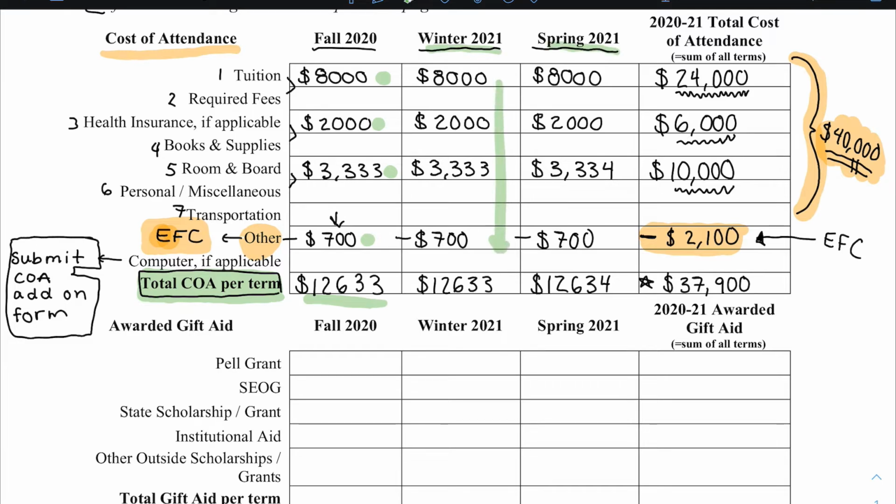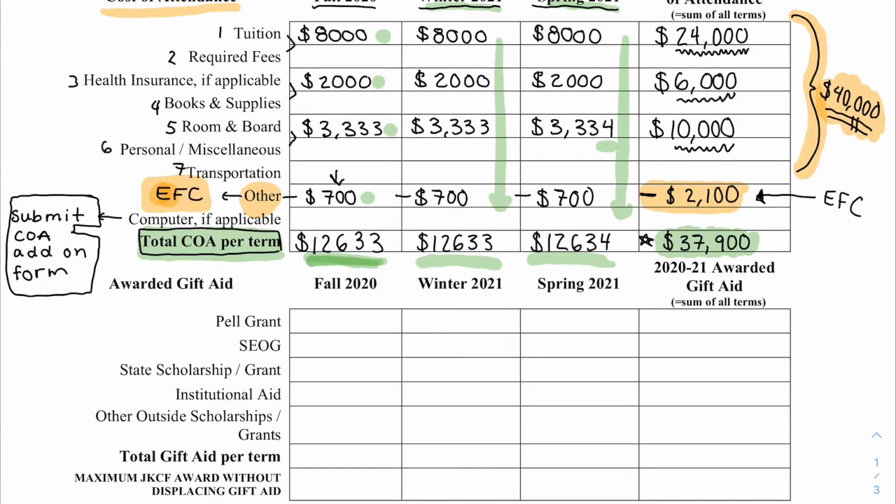If we do that for winter and spring, we should get, when we add up the column for winter, $12,633 for winter and $12,634 for spring. That one extra dollar was due to the unevenness of dividing $10,000, like I described before, just reiterating. And then, if we want to make sure that we're super correct, what we're going to do is take the row of total COA per term and add together $12,633 plus $12,633 plus $12,634, and what we should get is $37,900.